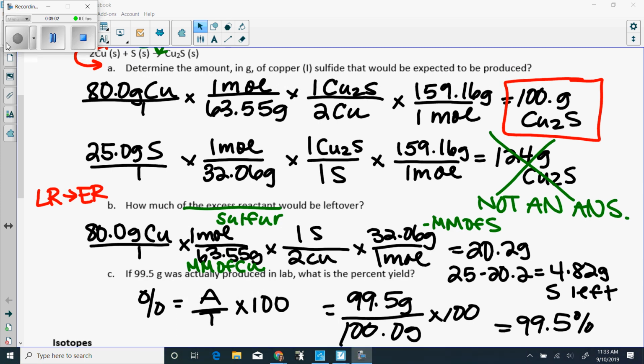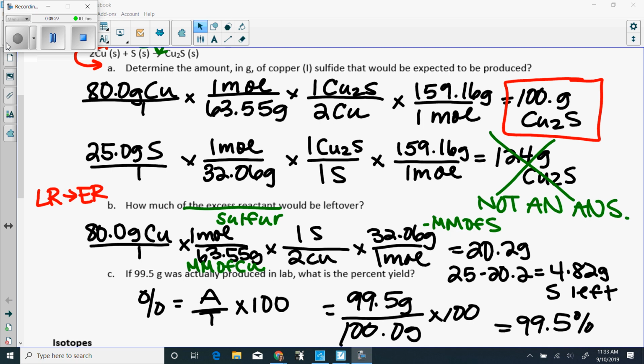Percent yield is your actual yield divided by your theoretical yield times 100. So if I actually produce 99.5 grams, like I put it on a scale, it says 99.5, compared to how much my math says. My math says I should have produced 100 grams. So I have a 99.5% yield, which means I lost 0.5% somewhere in error.